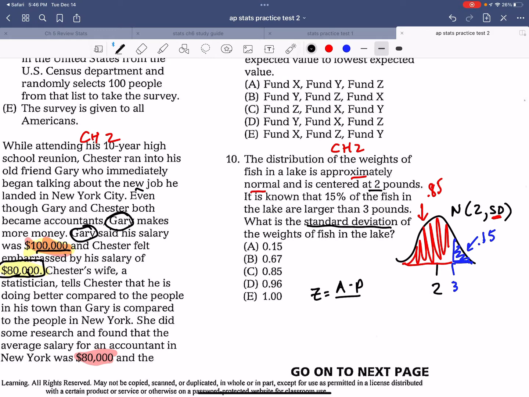actual minus predicted over S. The actual is 3, right? The predicted is 2. Over the standard deviation, we don't know. So we're going to solve for our standard deviation. Our z-score, we can find this in table A. What is the z-score when the area under the curve to the left is 0.85?